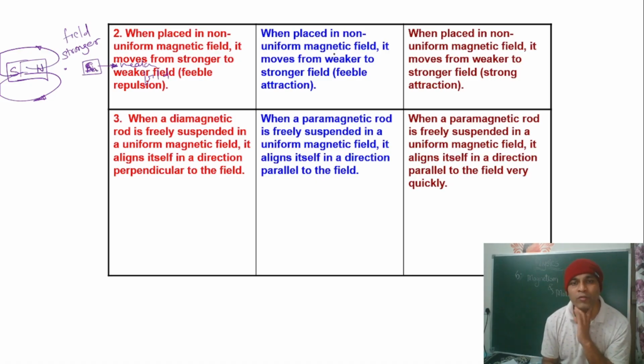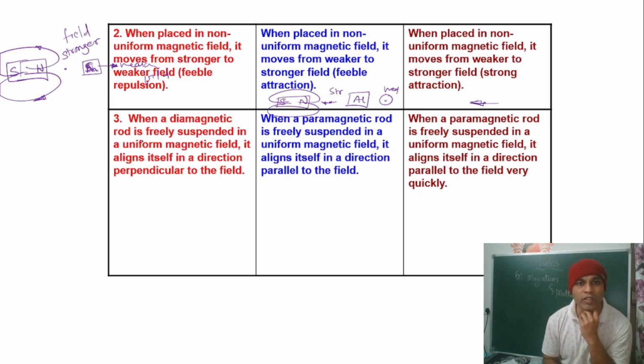So when placed in a non-uniform magnetic field, it moves from weaker to stronger field. Obviously it will attract. When the magnet is here, north to south, and the field is stronger here and weaker here, any material like aluminum will try to go this side. It will move from weaker to stronger, and obviously it will totally attract. I don't need to draw it right here.